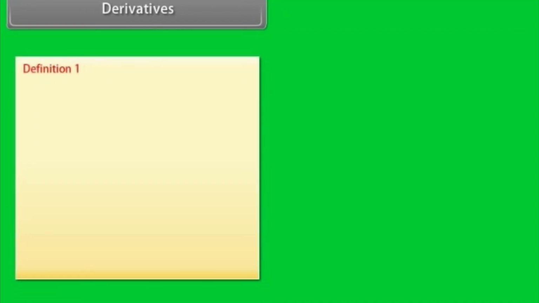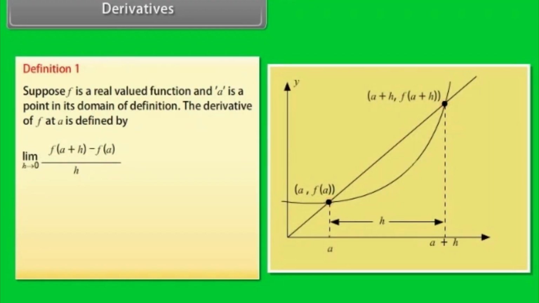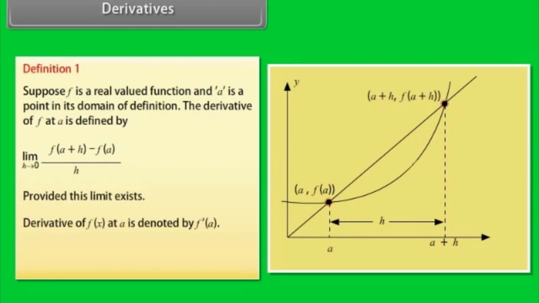Definition 1. Suppose f is a real valued function and a is a point in its domain of definition. The derivative of f at a is defined by limit h tends to 0 of [f(a + h) - f(a)] divided by h, provided this limit exists. Derivative of f(x) at a is denoted by f dash of a. The f dash of a denotes the change in f(x) at a with respect to x.